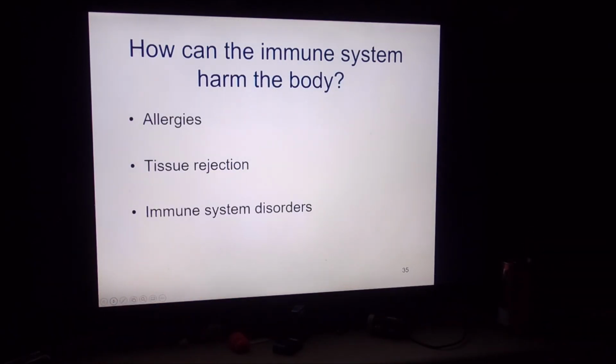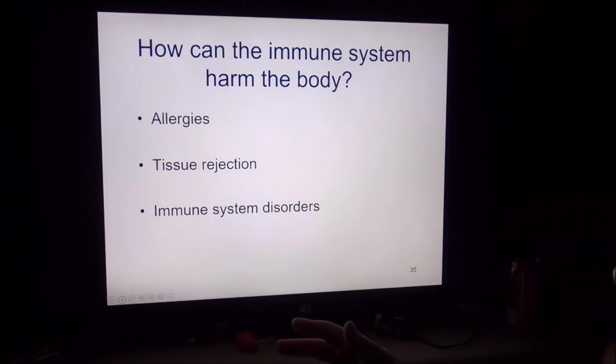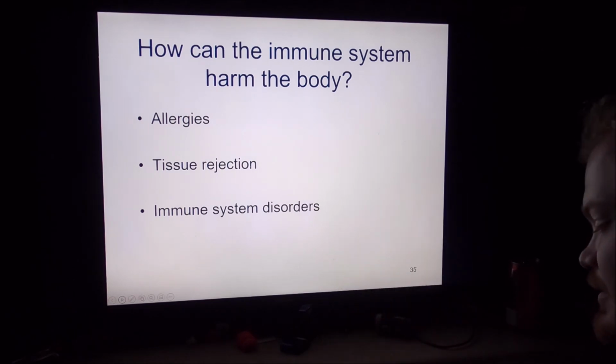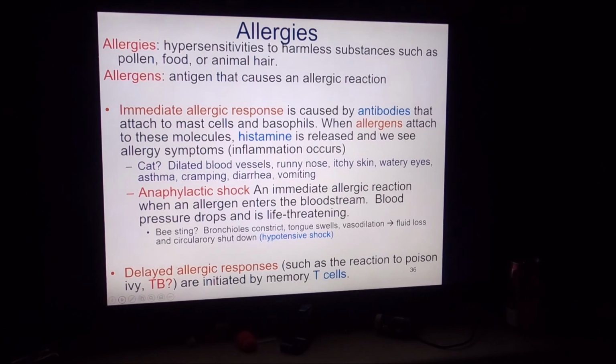All right, how can the immune system harm the body? Well, it can do so in a whole variety of ways. Allergies are one of these. Tissue rejection from transplantation, and then general immune system disorders. And again, we can do a whole week on these conversations, man, but I'm going to try to keep it short and sweet. So, allergies.